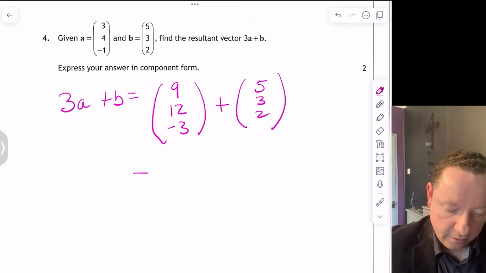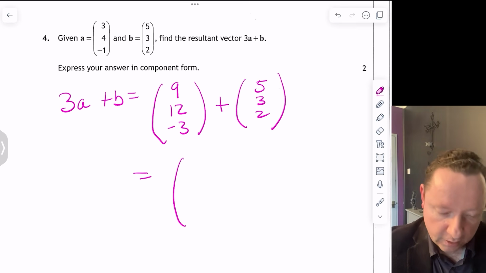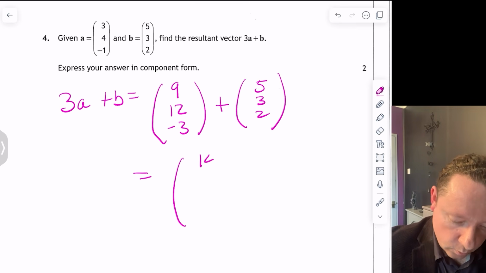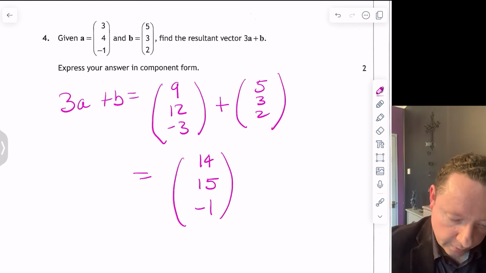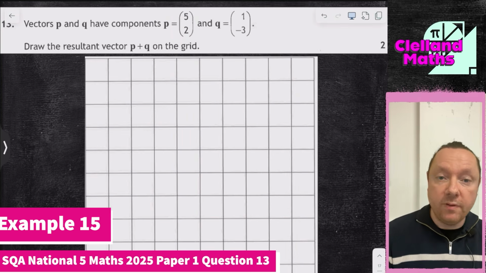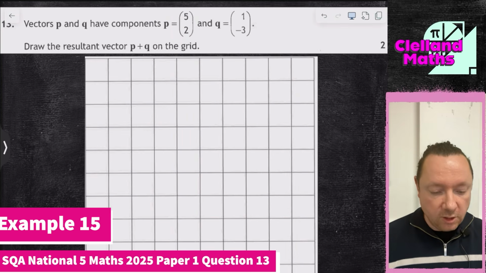So being careful, 9 plus 5 is 14. 12 plus 3 is 15. And minus 3 plus 2 is minus 1. And we're done there. SQA National 5 Maths 2025, Paper 1, Question 13.